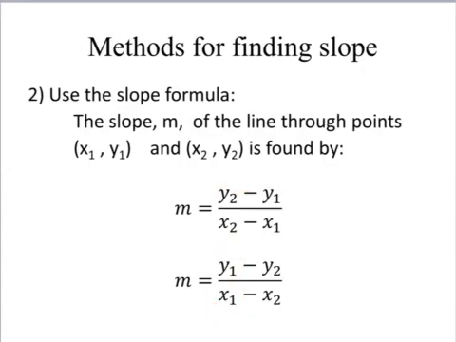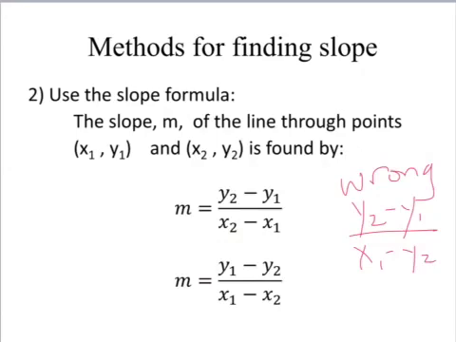The only way that it would be wrong would be if you had something like y2 minus y1 over x1 minus x2. And it's wrong because this means that the x and y from different ordered pairs are above each other. It's incorrect. You always want to make sure that the matching coordinates are above each other.